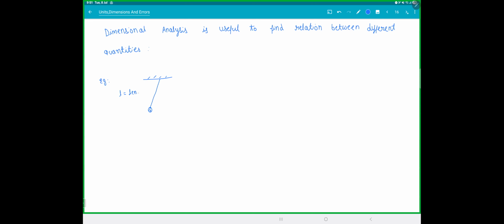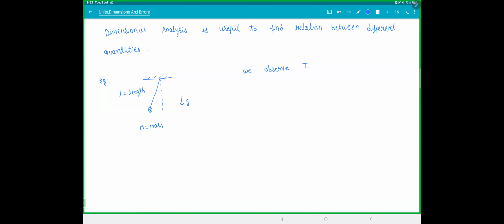So let's say tomorrow you're doing an experiment. M is the mass, and you want to find the relation between the different quantities. G is your gravity. So when you push this pendulum, it starts oscillating, and you're trying to observe the time period.